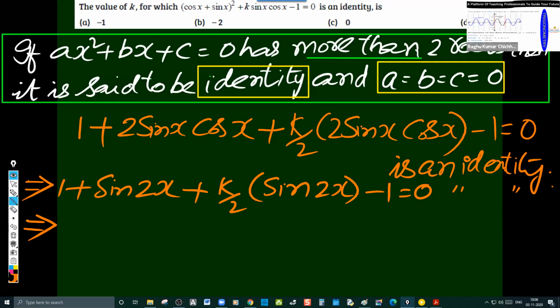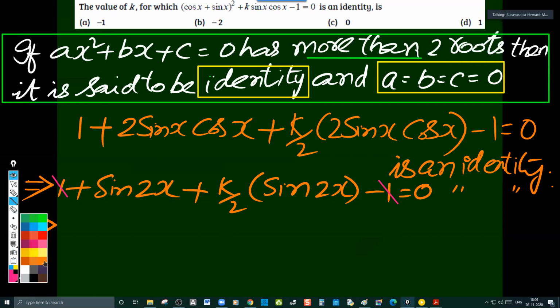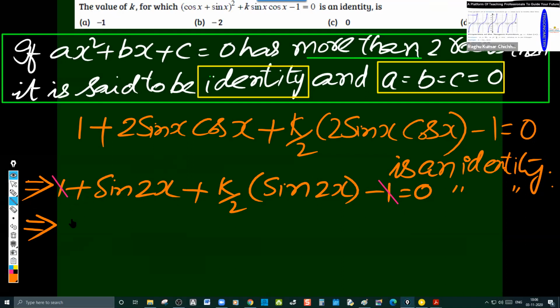Tell me now, what are the terms getting cancelled here? This is plus 1, minus 1. Sin 2a formula. Tell me now, Maurya, sin 2a. Sir, 2 sin x cos x. So sin x cos x is given. That's what I wrote there.